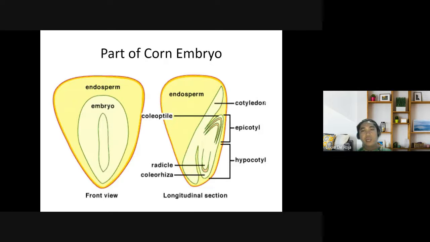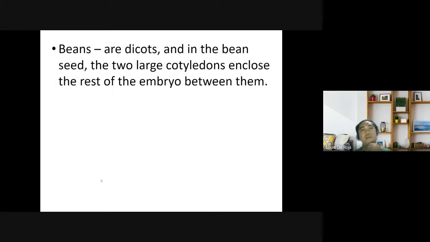Okay, ito po yung cotyledon, epicotyl, hypocotyl, radicle. So ito po yung radicle, nagsisilbing roots niya. Once na expose siya sa sunlight, sa water, sa soil, diyan po nagsisimulang mag-grow. Okay, beans. Beans are dicots, and in the bean seed, the two large cotyledons enclose the rest of the embryo between them.